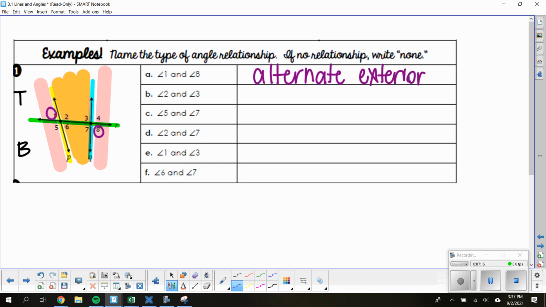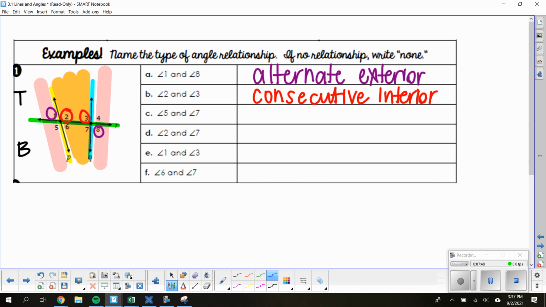Alright, our next one is 2 and 3. They're both on the inside. So if they're both on the inside, I'm thinking either corresponding or alternate interior. Oh, no, not corresponding, guys. Consecutive interior or alternate interior, because they both have interior. And if I look, they're both on the top of my transversal, which means they're on the same side, so consecutive interior. If they were one on top and one on bottom, then you could be alternate interior.